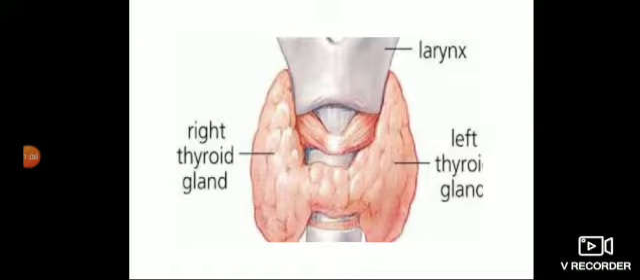Now the color of the thyroid gland is brick red. It is 5 centimeter in length, 3 centimeter wide and 2 centimeter thick. So dimensions are 5 centimeter by 3 centimeter by 2 centimeter. Weight is 25 to 30 grams. It is larger in females than in males.